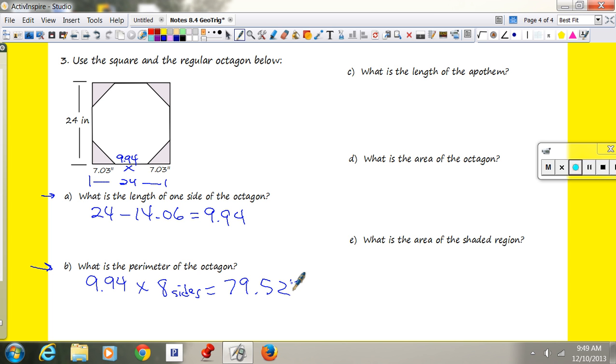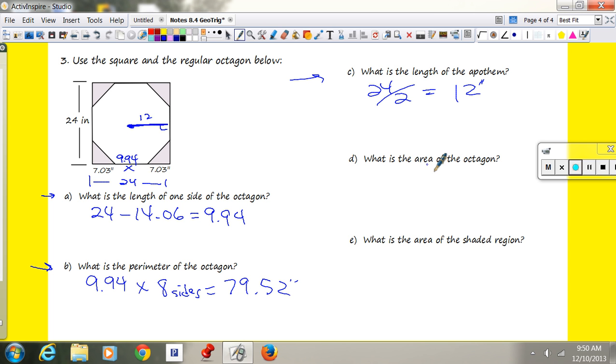Now, letter C up here. What is the length of the apothem? So, from the center to the edge. You could go this way, or over here, or straight down. From the center to the edge in a square is the same no matter which way you go. How long do you think our apothem is here? 12. It has to be half of 24, 24 divided by 2, which gives us 12. So 12 inches is our apothem.